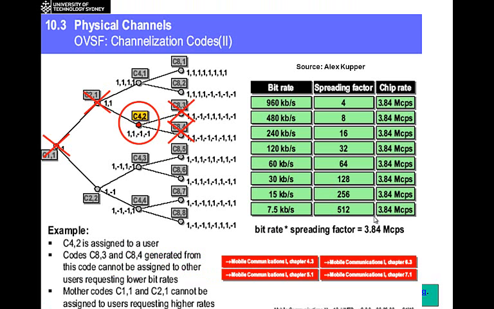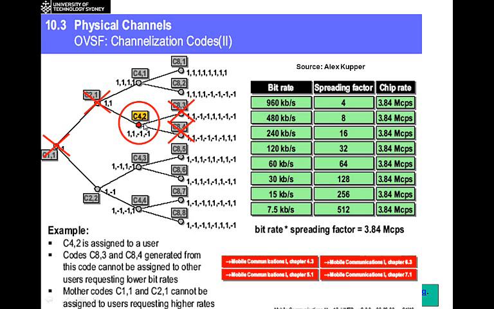Now there are some rules that we need to take care of when we allocate the code trees. If I were to allocate a code like 4.2 to a user, what I mean by 4.2 is that it's spreading factor 4 and it's the second code associated with spreading factor 4, and it corresponds to 1, 1, -1, -1.